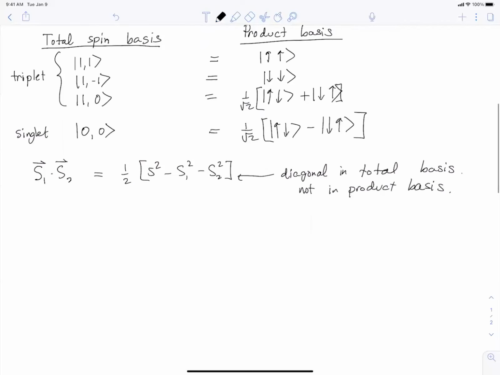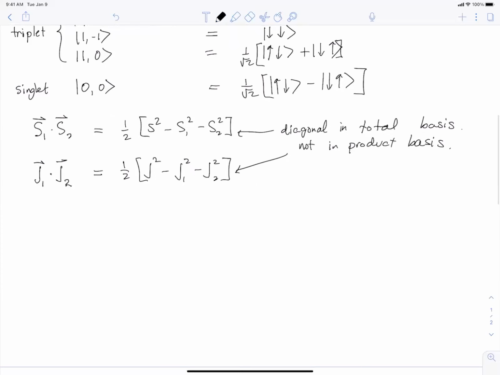Okay, and more generally, if I have any two angular momenta and I take their dot product, a lot of times angular momenta are associated with magnetic moments, and then the Hamiltonian for two magnetic moments is proportional to their dot product. So this comes up quite a bit. This is 1/2 total angular momentum squared minus the individual angular momenta squared. So again, this is diagonal in the total basis and not in the product basis.